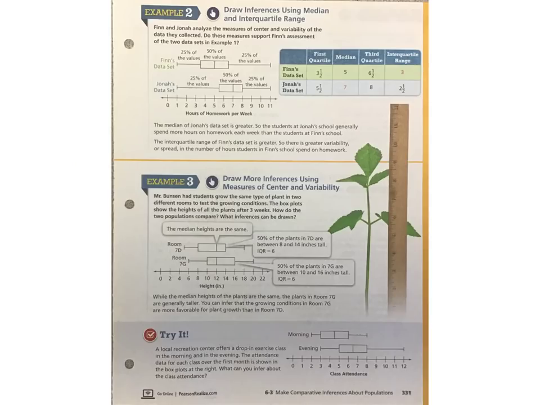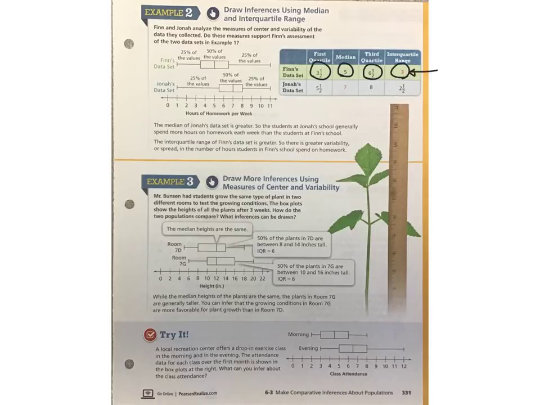Now let's take a look at example 2. Let's draw inferences using median and interquartile range. So back to Finn and Jonah and their assessment of homework hours per week. We notice that in Finn's data set, his first quartile value was 3.5, his median was 5, his third quartile was 6.5, and his interquartile range is 3.